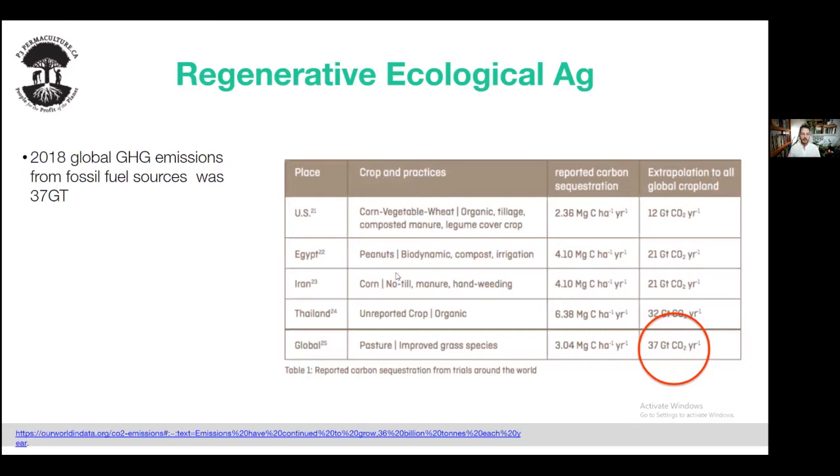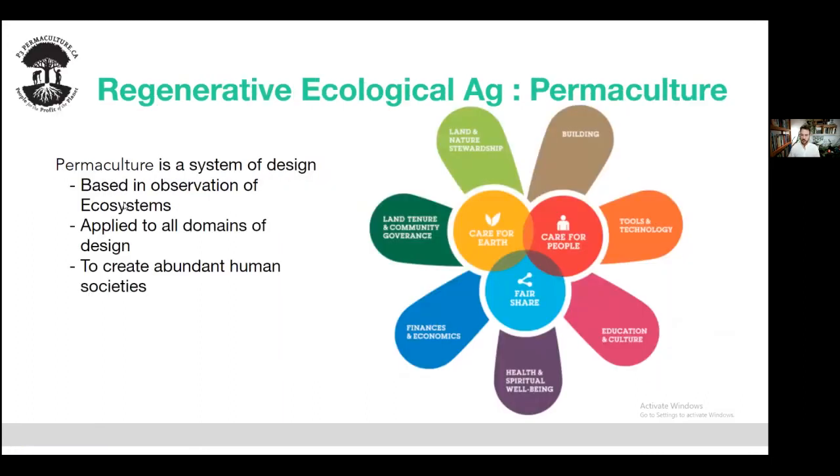Now, what does that mean? Well, in 2018, we emitted 37 gigatons of carbon dioxide equivalents through the fossil fuel industry. So we are talking about not reducing your emissions by 20% or 50%. We can knock out entirely the emissions by doing something that doesn't just fight climate change, it provides all these other benefits as well.